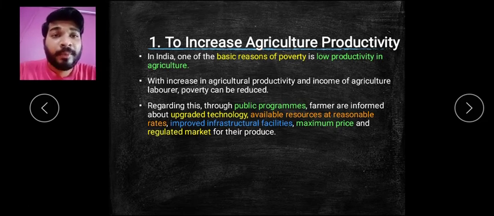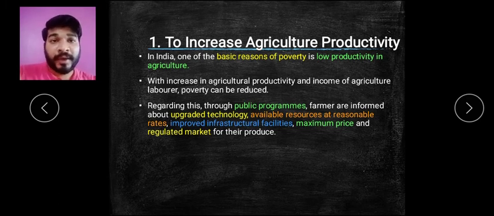Then after that, maximum price. The thing is that because of the traders, or we can say brokers, in between the farmers and the companies, you find that they earn more because they purchase from the farmers at a very low price and sell to the company at a higher price. So ultimately there should be a direct contact between the farmer and the company, or the government, so that they can get the maximum price on their crops rather than the middleman who is earning more. So that should be there.